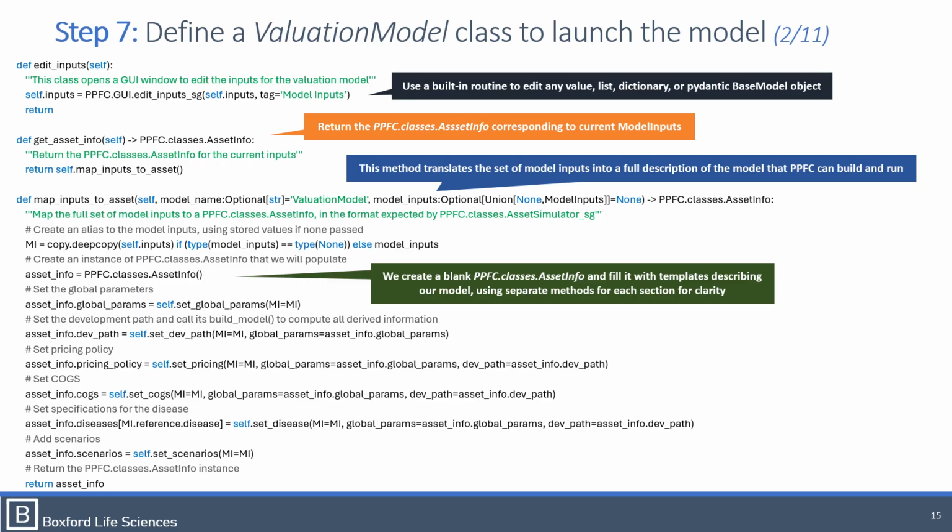We set global parameters, which is high-level market structure, development path, pricing and cost of goods sold information for drugs, which can span across diseases, and then all the disease-specific information for each disease model. Here we only have one. Then we add the scenarios.